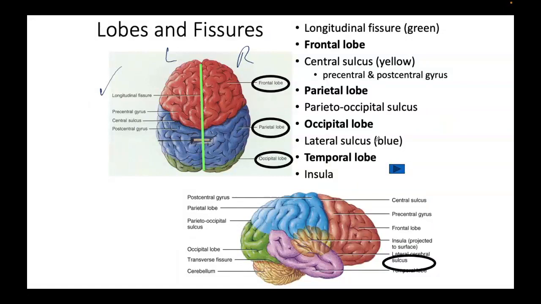Now, if you look at the fluorescent yellow, that's the central sulcus that separates your precentral from your postcentral gyrus. If we look at it down here, it's going to be right in this region. That's the central sulcus here, right? And again, that's going to separate your precentral from the postcentral gyrus. Between the parietal lobe and the occipital lobe is the parieto-occipital sulcus. That's going to go right there.